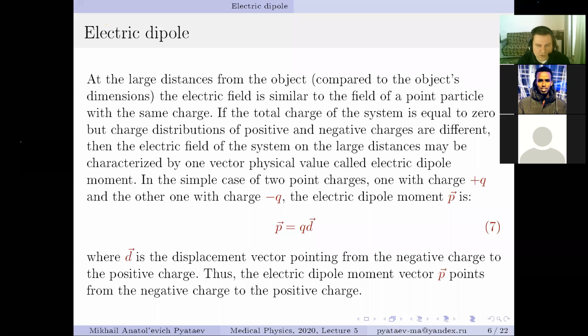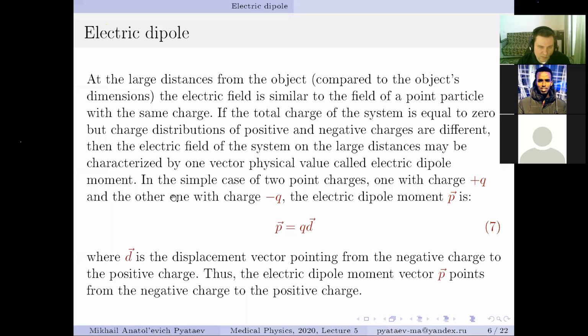The electric fields can be non-zero if the distributions of positive and negative charges are different. Then, at large distances from the object, we can characterize its electric field by some vector value, which is called the electric dipole moment.